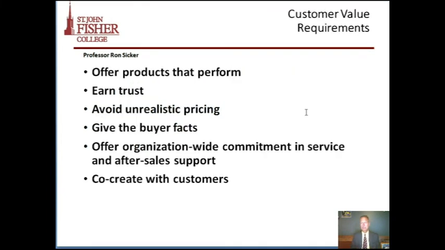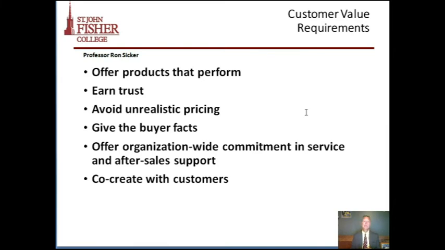Speaking of customer value, in order to understand customer value, or in order to deliver it, you can offer products that perform better. You can earn the trust like IBM did. IBM earned the trust of every single purchasing manager out there, and that's why they were able to sell their servers. You can have a good price and avoid unrealistic pricing.